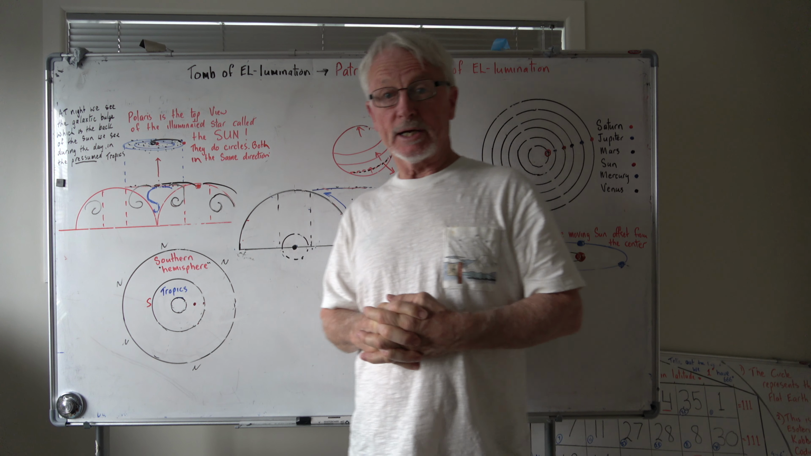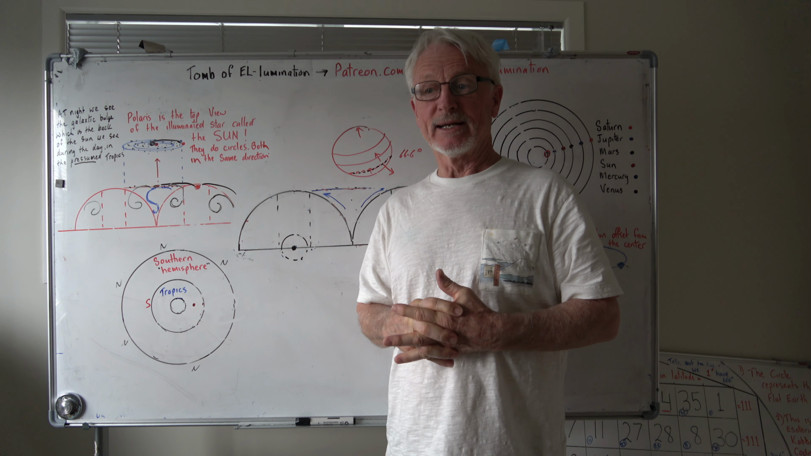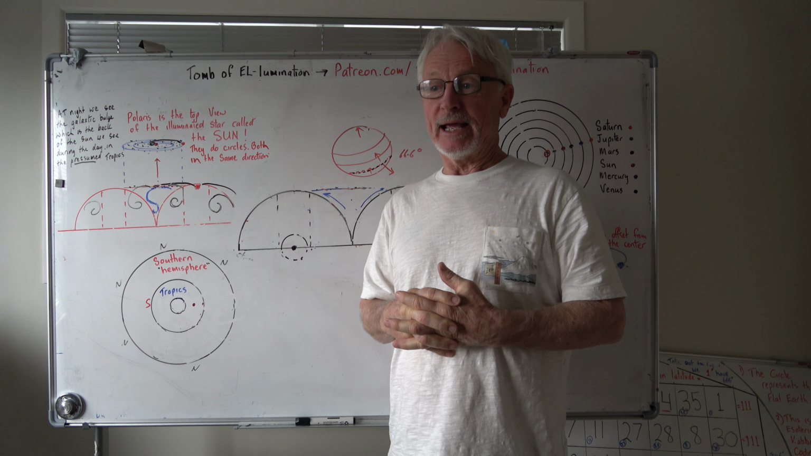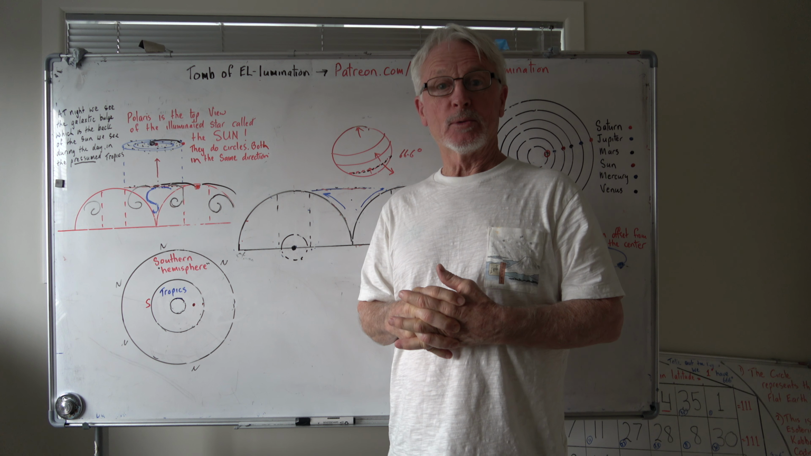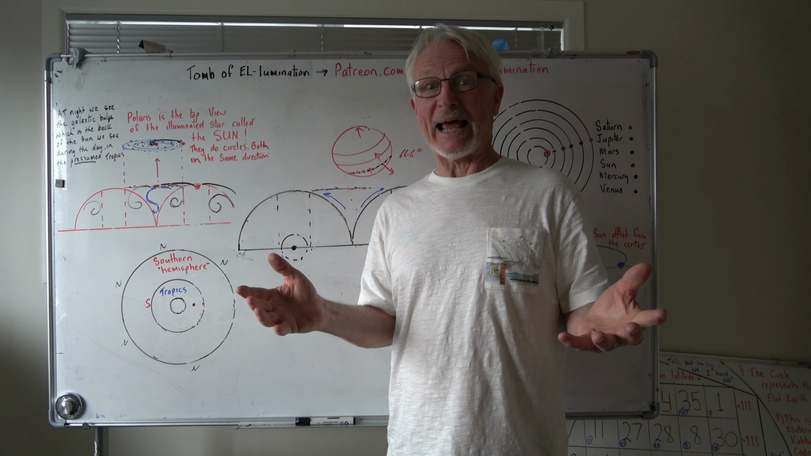Hi guys, welcome back. Today's video is about the ecliptic plane. Why is it called an ecliptic plane? And why is there no plane on a globe? Well, I don't have to explain that, do I? We know a globe doesn't have a flat plane.